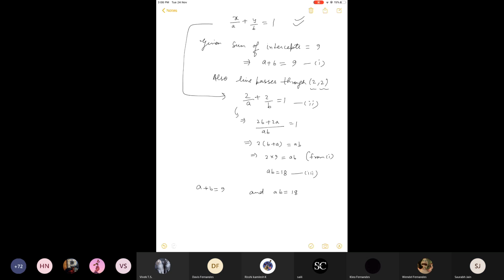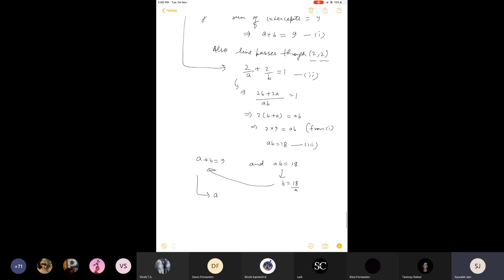Yes, anyone? Substitution. Yeah, substitution. So we can do substitution from one equation in the second equation. So what I am doing, I am writing B as 18 by A. And from here, I will use this value in this equation. So this becomes A plus 18 by A equals 9. This is A square plus 18 by A equals 9.